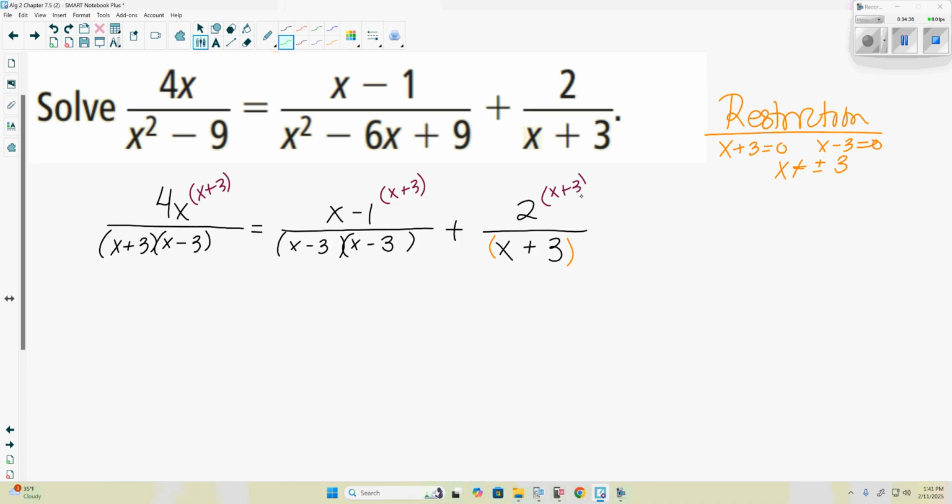If we multiply the whole thing through by x plus 3, incidentally, in the far left one, the x plus 3 and x plus 3 will cancel. In the middle, nothing will simplify. But in the far right side, rational expression, the x plus 3 and x plus 3 will cancel. What can we multiply through next? X minus 3.